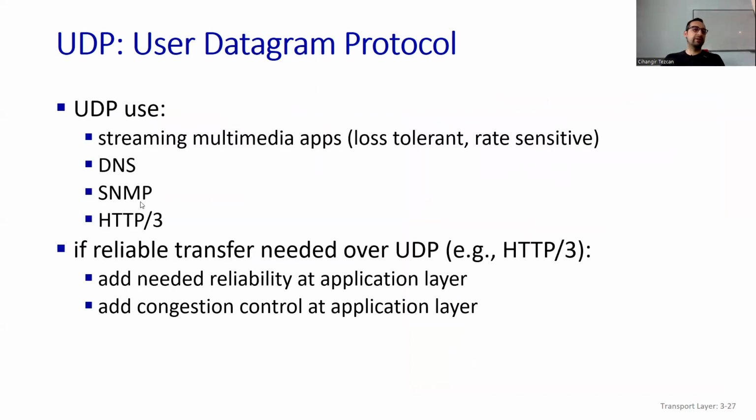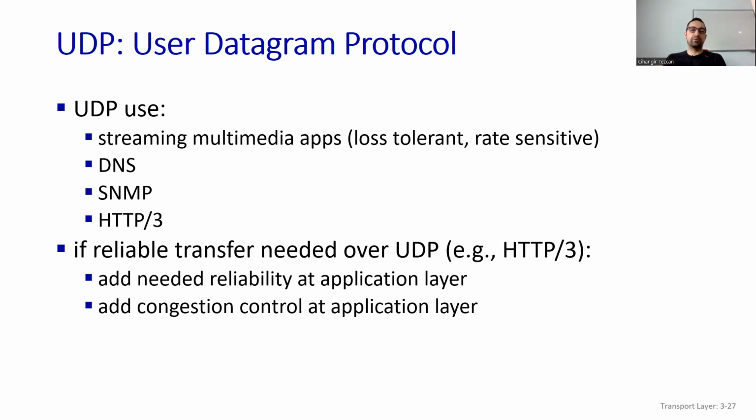And as already mentioned, DNS uses UDP, but there are other applications that use it, like SNMP and HTTP3, where we see a little bit about the QUIC protocol at the end. Also, streaming multimedia apps, which can tolerate a small amount of data loss, actually prefer using UDP. But if reliable transfer is needed over UDP, you can add the needed reliability at the application layer. This is what the QUIC protocol does at HTTP3. And you can also add congestion control at the application layer. Here you take the burden from the network and transport layers, but put it at the application layer.